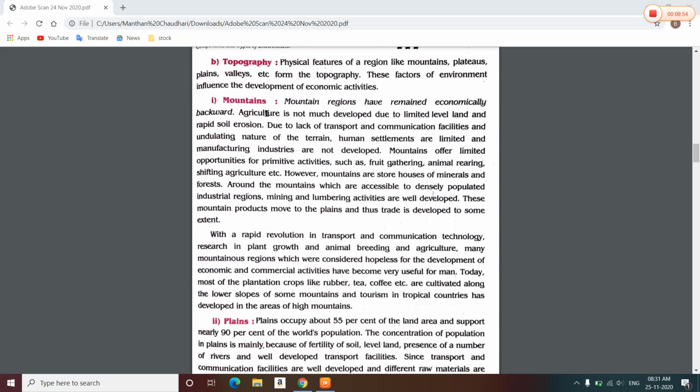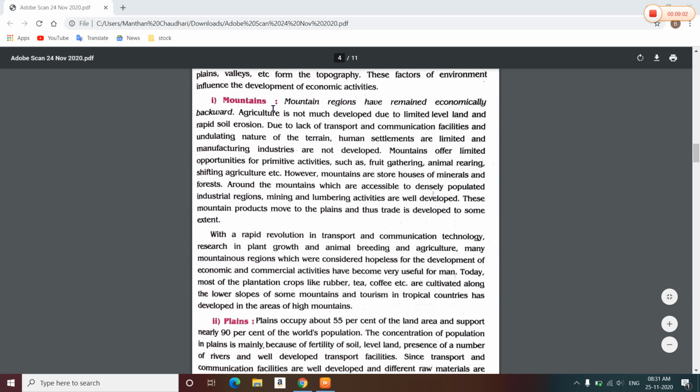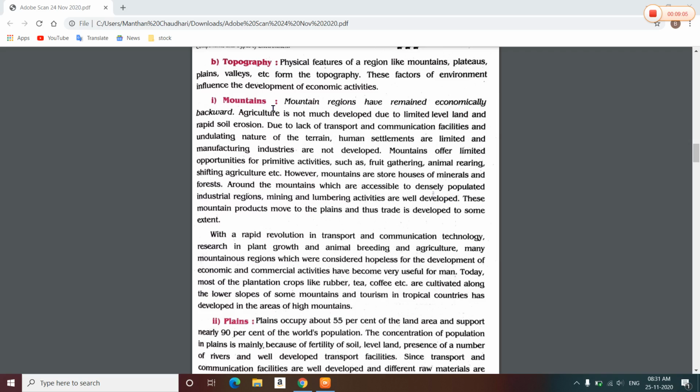Topography, or you can say relief. You know, mountains, plateaus and plains are different topographical or relief features. These factors of environment influence the development of economic activities. Now let us have the first example of relief features or topographical features, which is mountains.